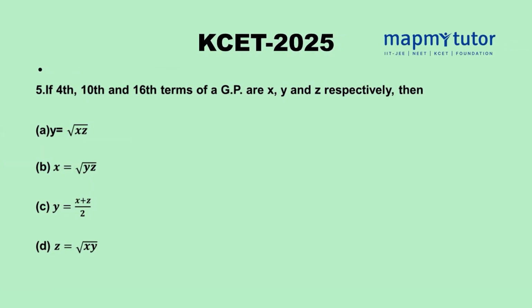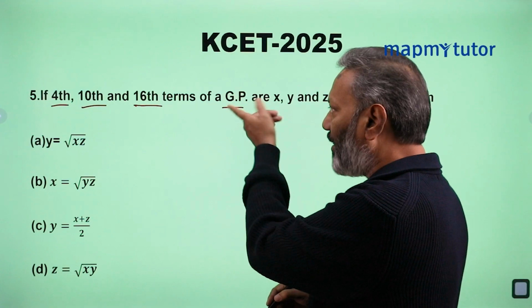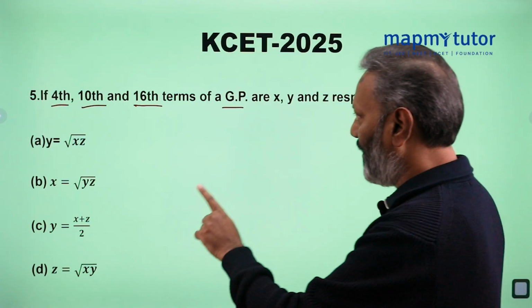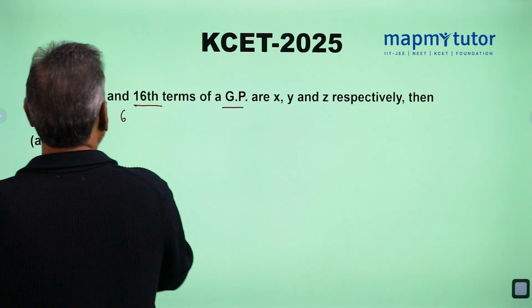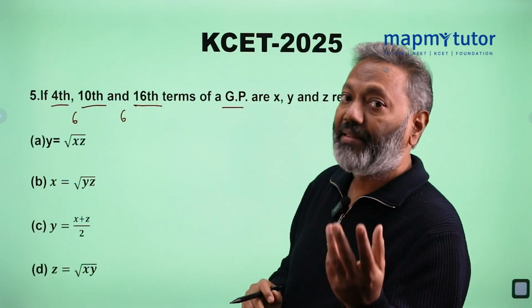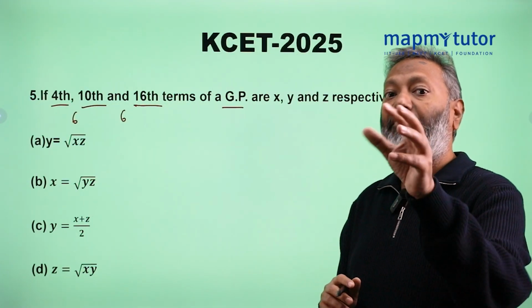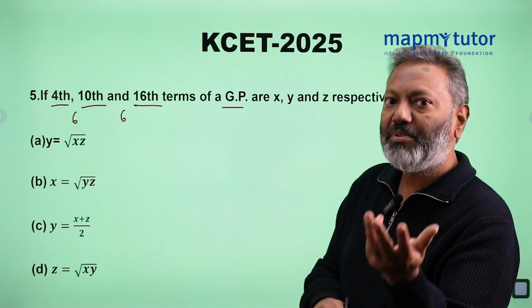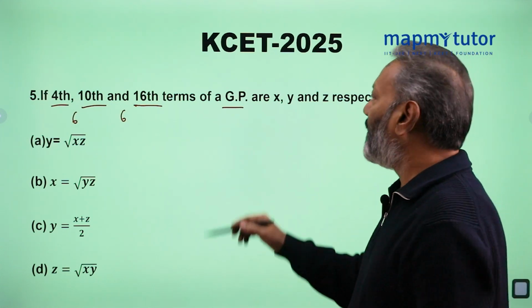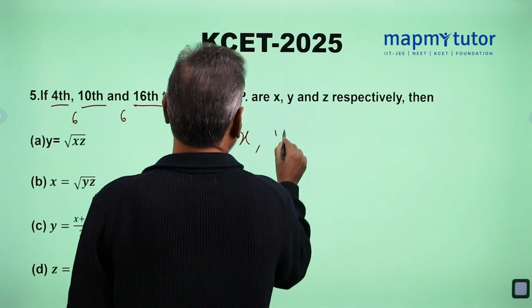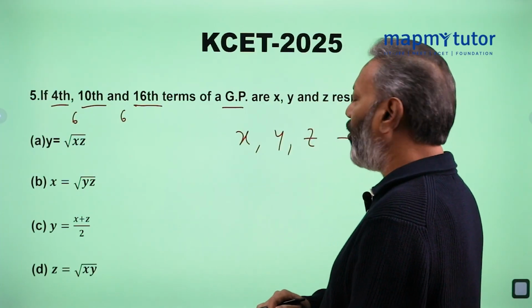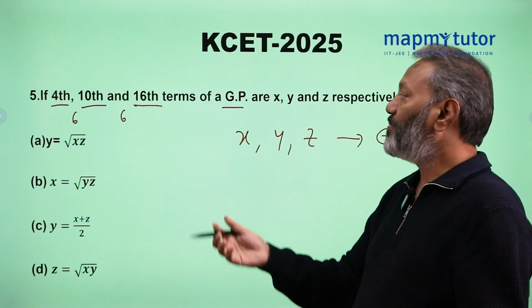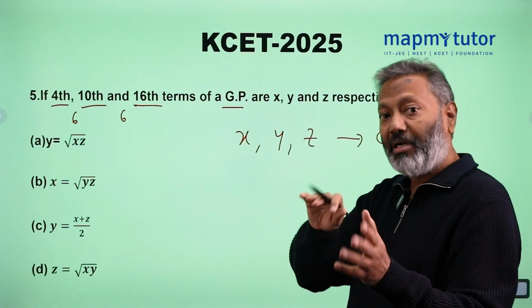4th, 10th and 16th terms of a GP are x, y, z. Look at the numbers 4, 10, 16. The gap between 4 and 10 is 6. 10 and 16 is also 6. That means I am taking 3 terms from a GP which are equidistant. So if 3 equidistant terms are taken, they also form a GP. Simple logic. That means x, y, z form a GP because they are terms taken equidistant, not consecutive, but equidistant.